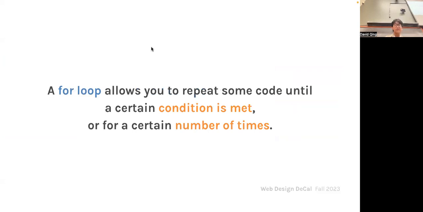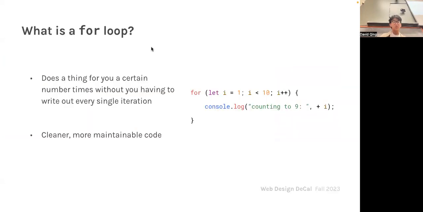A for loop allows you to repeat some code until a certain condition is met, or for a certain number of times. That is kind of confusing, so let's break it down. What is a for loop? It does something for you a certain number of times without you having to tell it every single iteration. So it's much cleaner, makes it a lot easier to maintain, and lets you do things any amount of times that you want.